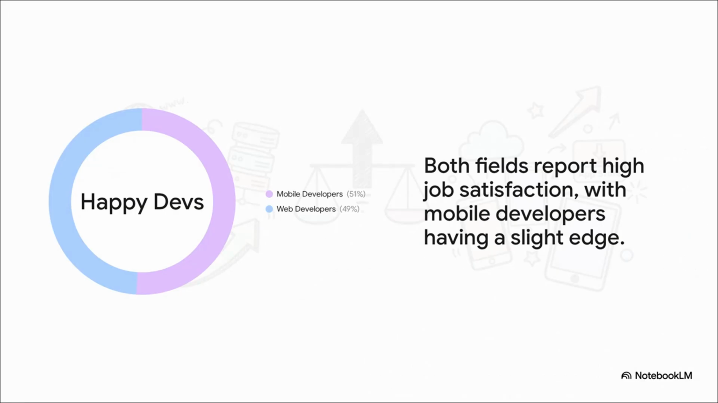And what about actually being happy on the job? Well, a pay scale survey shows that developers in both fields are pretty darn satisfied, but mobile developers just barely edge out their web friends, reporting an 82% satisfaction rate. It seems like building those apps we use every single day is a pretty rewarding way to make a living.